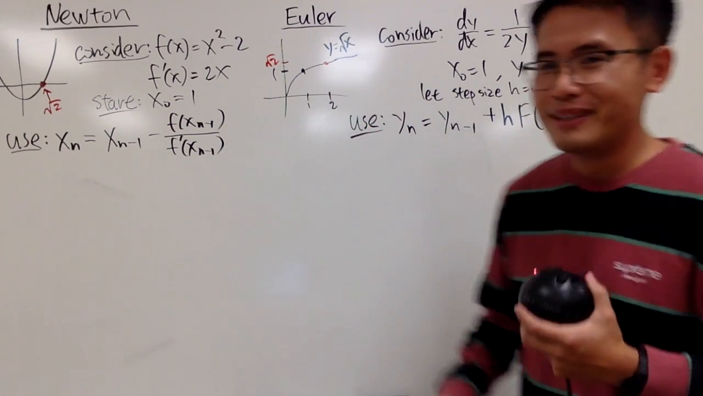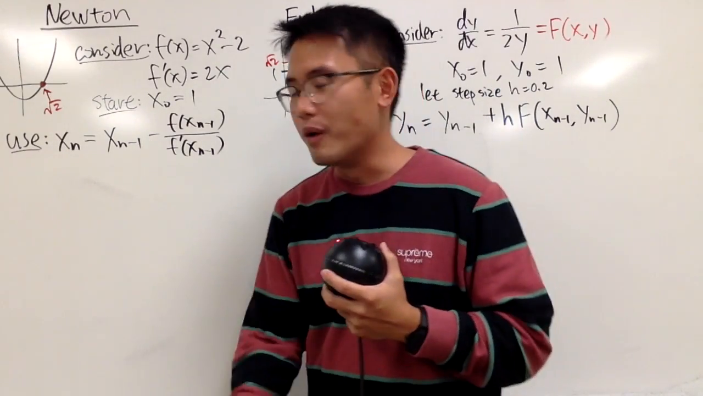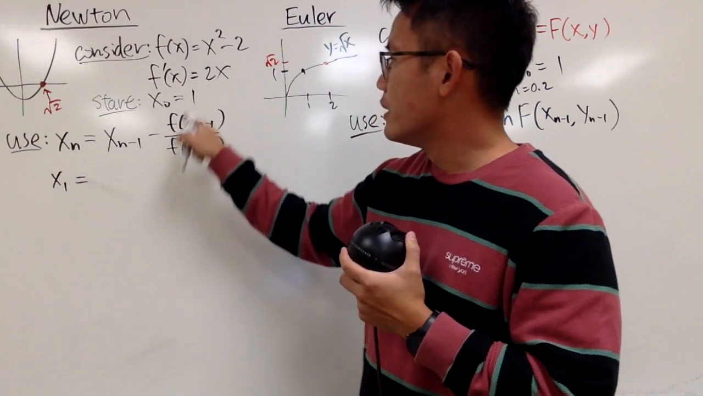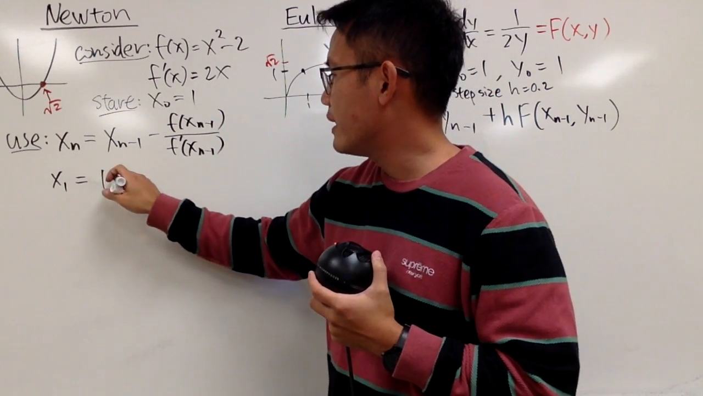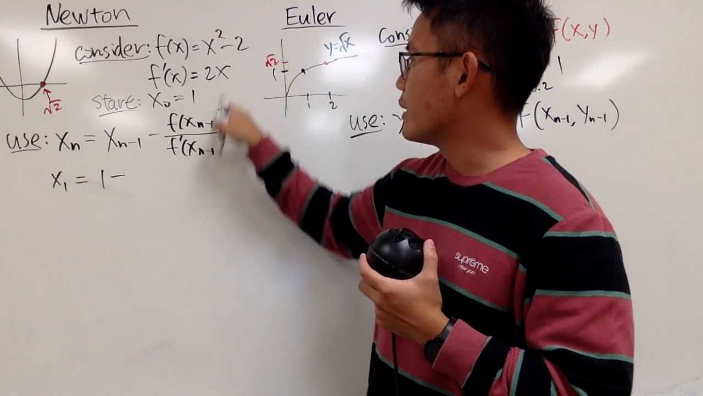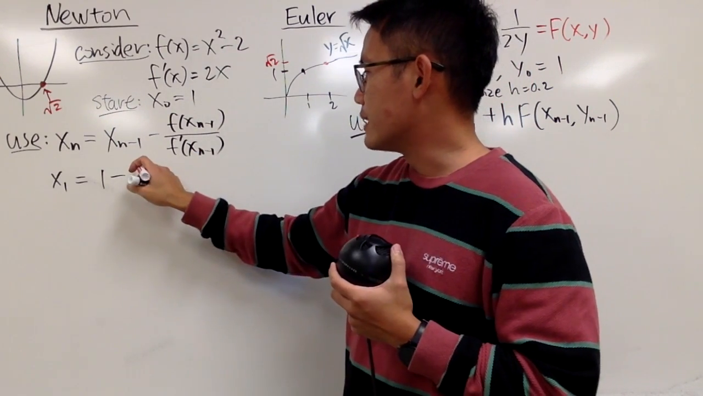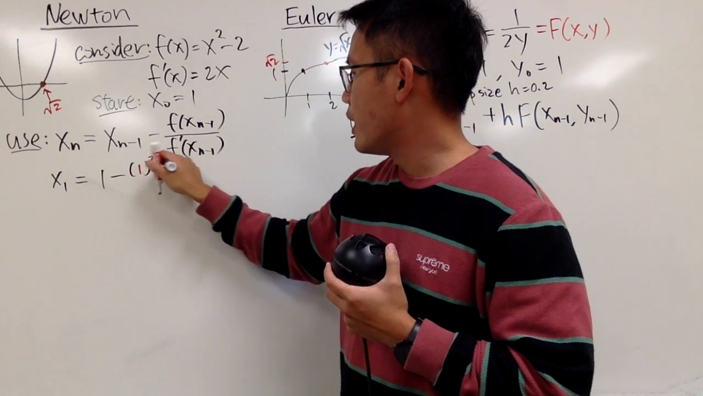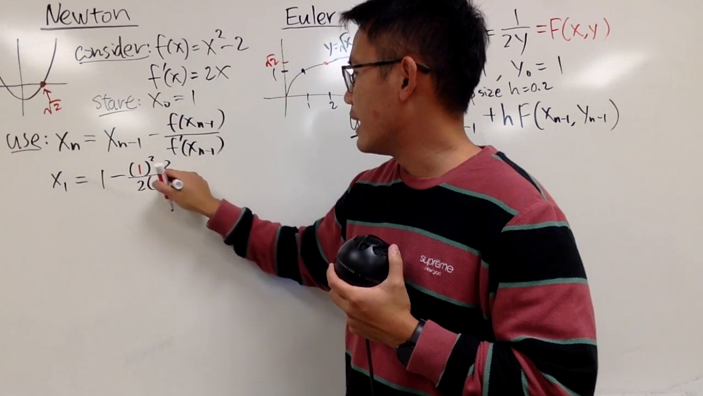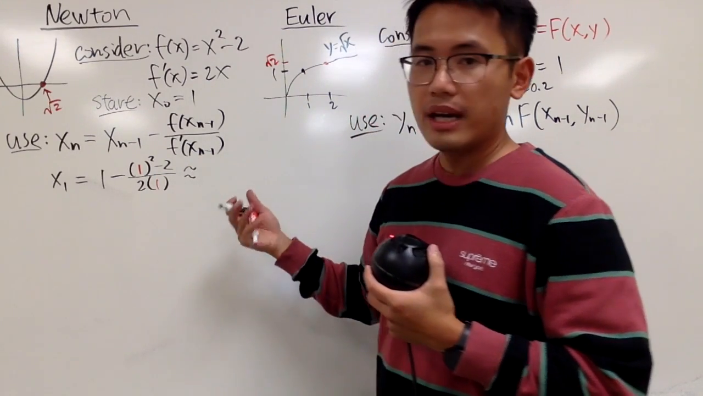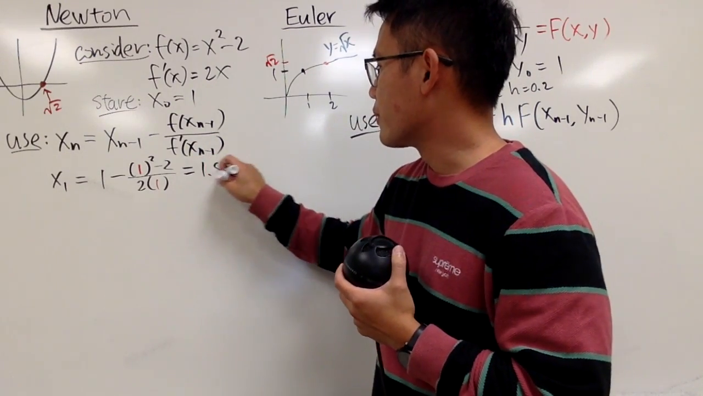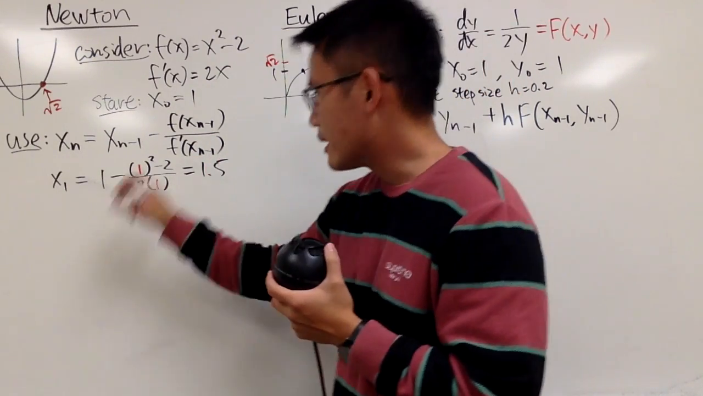All right, let's put this in action. So here we go. x0 is 1, so x1 is equal to the previous x value, which is 1, and then we are going to subtract. Well, I'm just going to plug in 1 into here and then plug in 1 into here. So I will do it for you guys. This is just 1 squared minus 2 over 2 times 1, like that. And of course, you can just work this out. This is actually precisely equal to 1.5, right? And that's the first step.